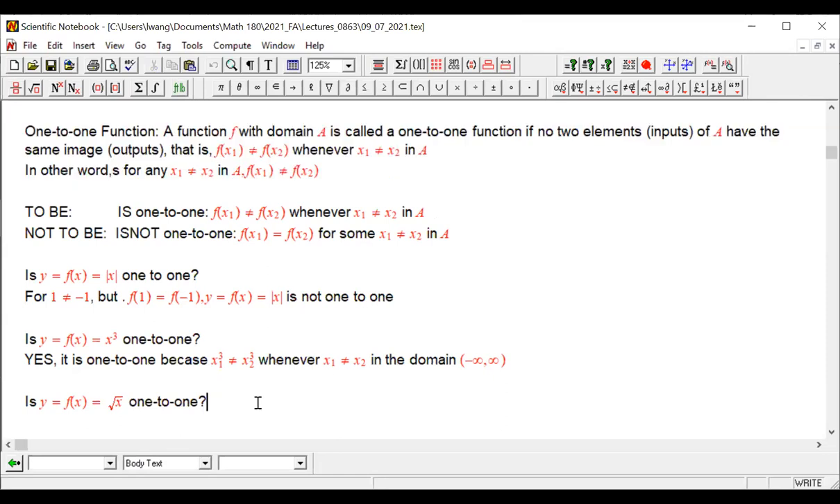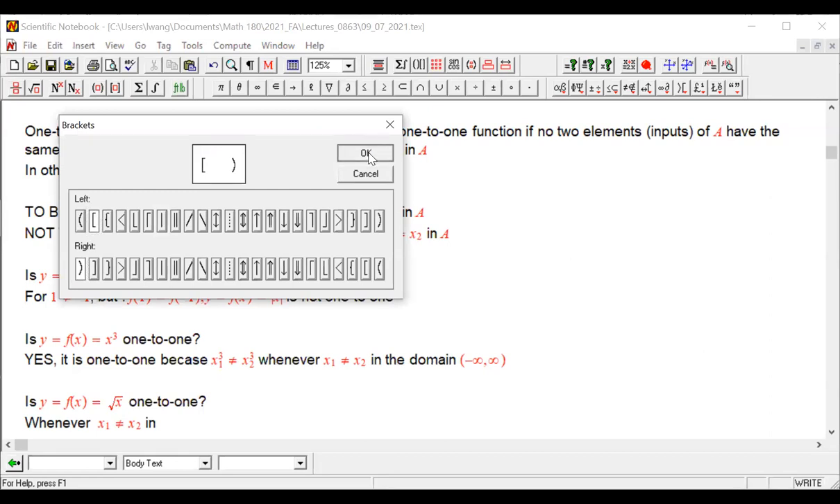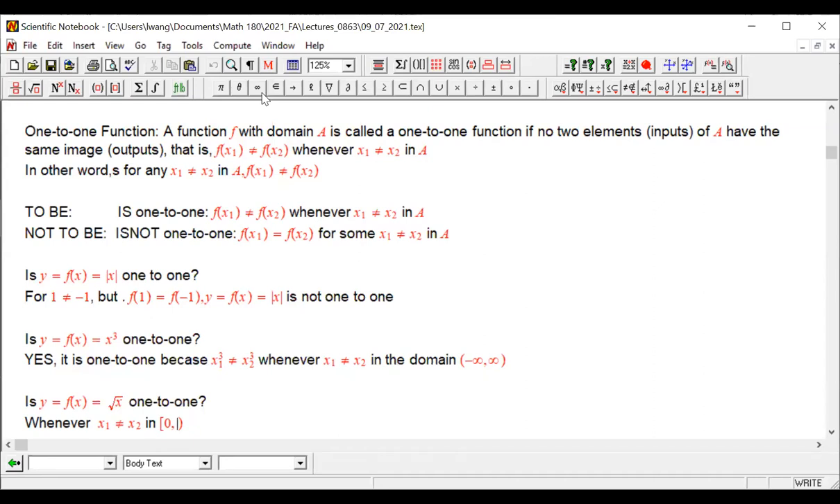Okay, now it is one-to-one. How do we say it? It's a to-be case as it applies to this function. Then you reflect on this function's definition. Whenever x1 is not equal to x2 in A. And what is A here? What's the domain here? The domain here will be specific, because now you're not talking about any domain. You're talking about that specific domain for this particular function, meaning x1 and x2 are greater than or equal to 0. They're in this domain. Whenever this is true, we take a square root of them, and they will not be the same.